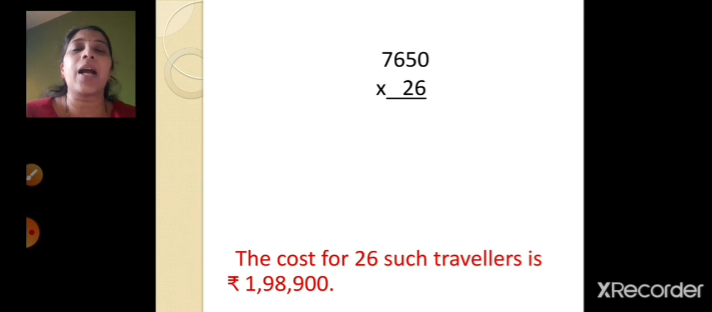Right? Regarding multiplication. So we have seen simple multiplication and multiplication in which there were word problems in which again we had to carry out the multiplication. So with this we finish multiplication, children. In the next session we'll start with division.